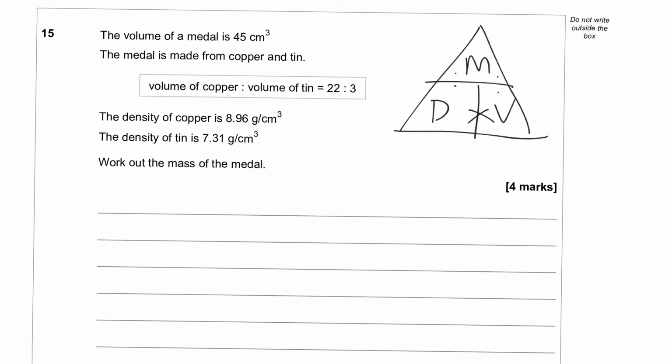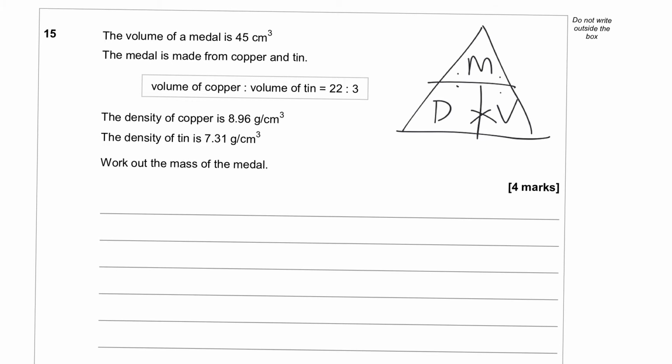Okay, so first off, in order to work this out, what we need to do is work out the actual volume of copper and tin, and then use each of their densities in order to work out their individual masses and then add the masses together. So in order to work out their volume, the total volume is 45. But we know that it's given us a ratio, so we're going to add the two parts together. So 22 plus 3 would give you 25. So to work out what one part is equal to, we'll do 45 divided by 25 into your calculator, which should give you 1.8.